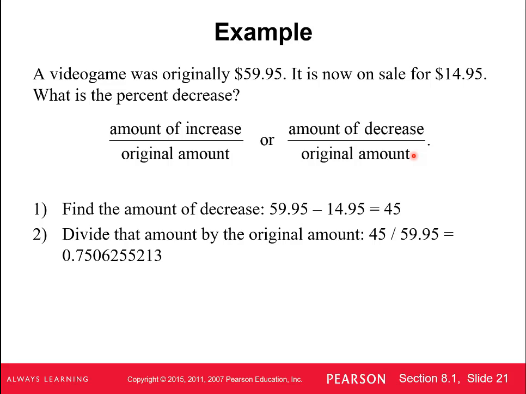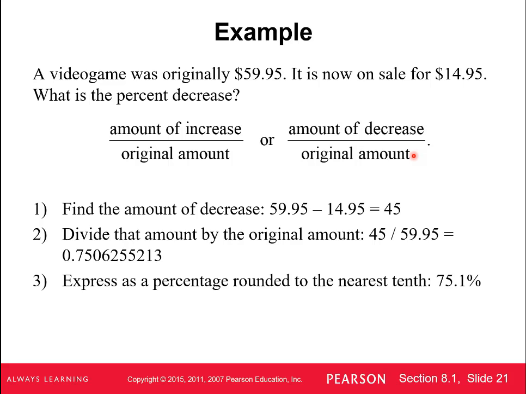0.7506255213. Then we express that as a percent. We're going to round to the nearest tenth. We get 75.1%. Move the decimal point 2 places to the right. So it's going to be 75 point something. And then we see the next digit is a 0, but the digit to the right of the 0 is a 6. So if we round this to the nearest tenth, we're going to round up to 75.1%.